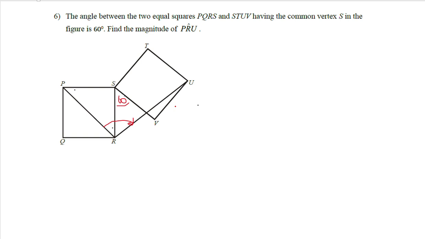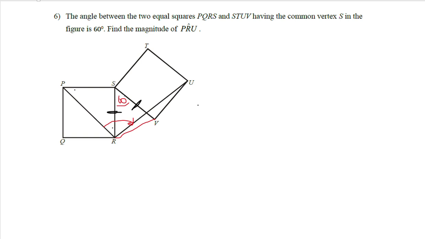So first of all, what I'm going to do is I'm going to create the imaginary line RV right here. So now when we have this, we get a triangle. And we know that these two sides are supposed to be equal because these are two equal squares, which means the side lengths should be the same. So therefore, we can say that these two sides are equal. And because of that, this is an isosceles triangle.